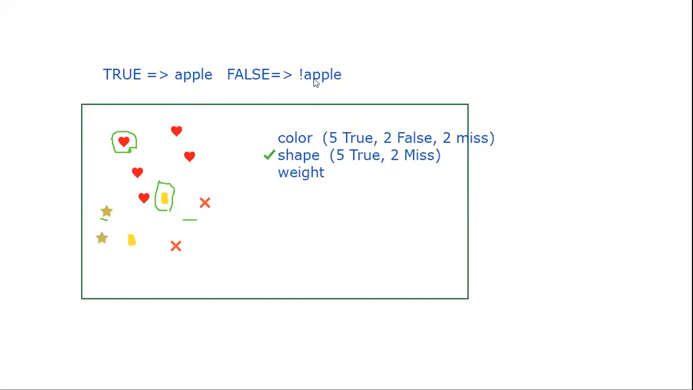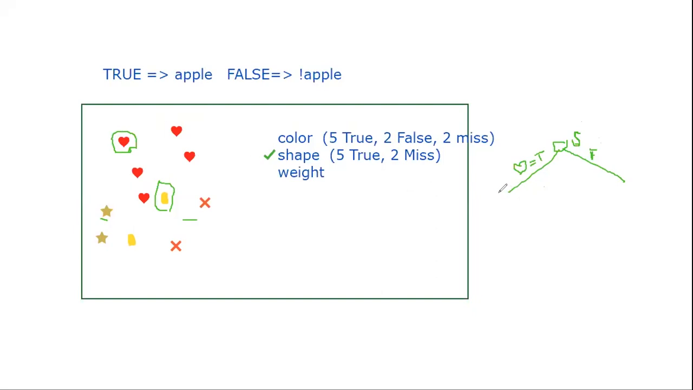That is the true idea behind the decision tree. Here we will use the algorithm ID3, which uses entropy and information gain to select the attributes. In this example, we used shape as the primary attribute to judge whether a fruit is an apple or not. If the shape is a heart shape, and the answer is true, then I will judge the fruit as apple.